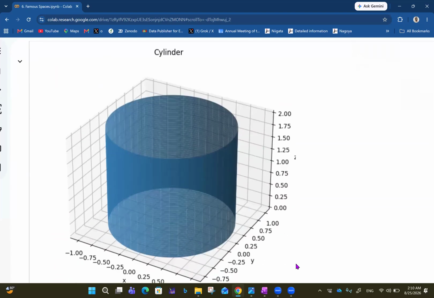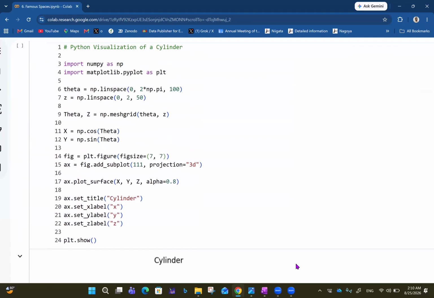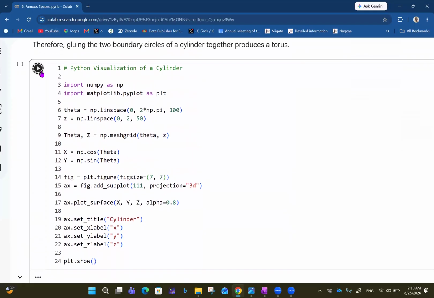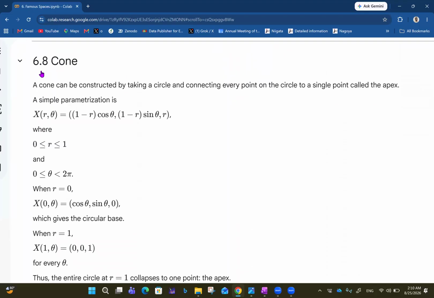So we have the cylinder now. These are the lines to generate that. We have theta, the angle, we have z also, and then the theta-z meshgrid. So cos theta, sin theta. You have circle and height coming together there, and we run that and we get the cylinder right here. Then of course we have the cone.